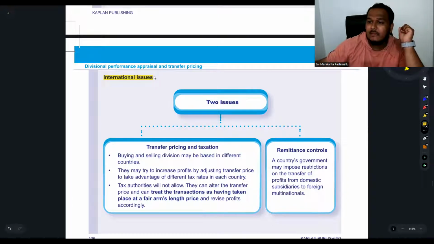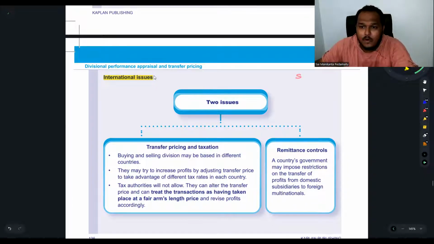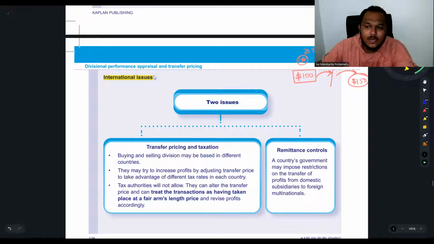For example, we are producing a product for $100. Suppose in country A, the tax rate is 30%. In country B, the tax rate is 20% only. So this product produced at 100 is transferred to division B and then sold to the customer at 150. The end customer we are selling at 150. Now you tell me, at what price should I transfer to my division B? Should I transfer it at 120 or 130 or 150 or 100?